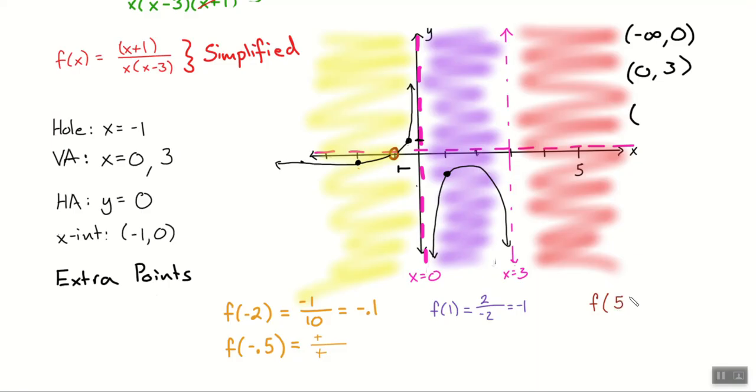5 is a fair choice. If we plug in 5, let's just check. 5 plus 1 is 6 over 5 times 2, 10. That's 6/10. Now, I don't really care about the 6/10 if we're just sketching. What's the part of that that I really care about? At 5, it's at a positive value.